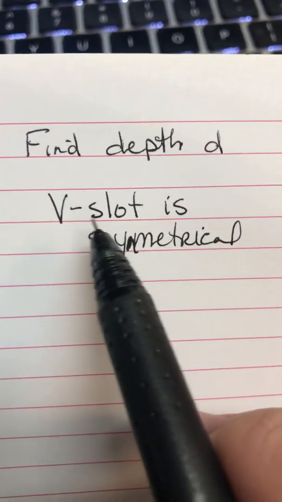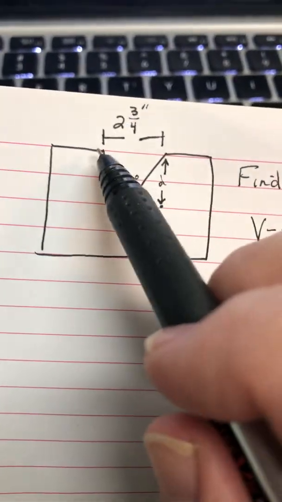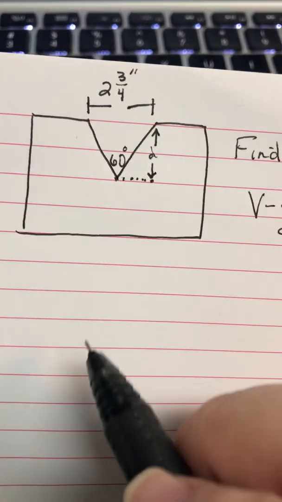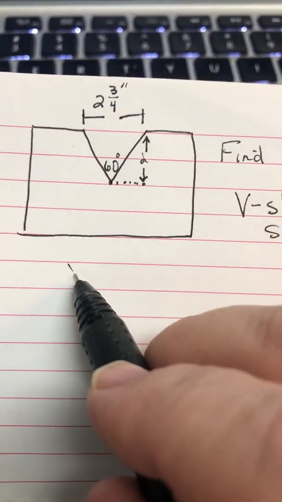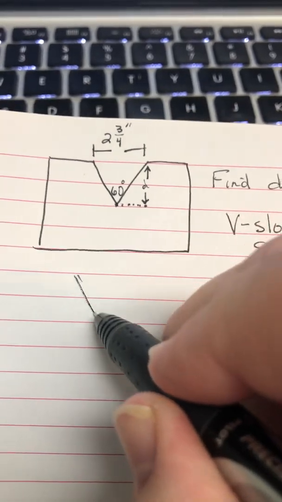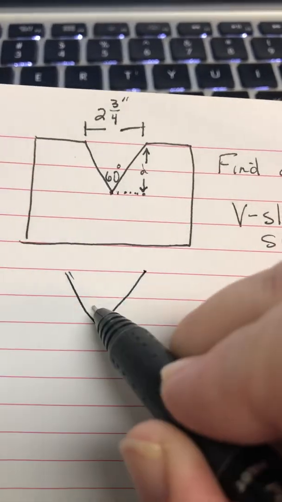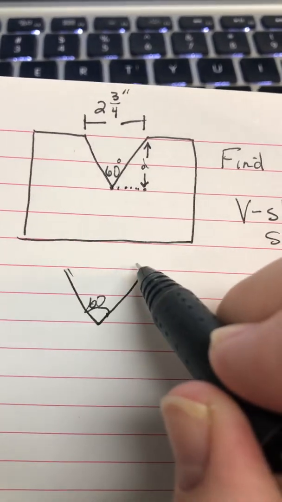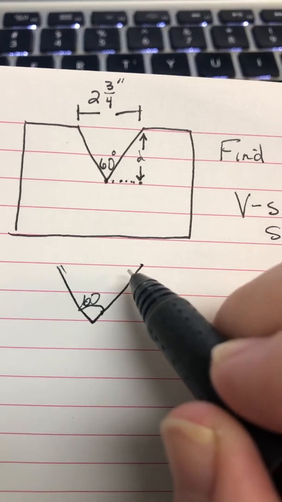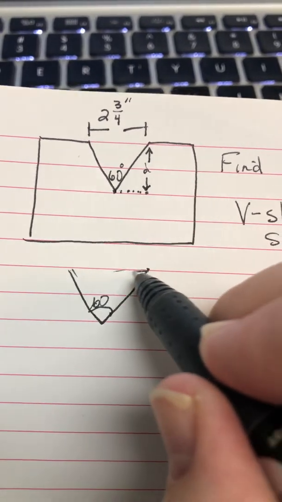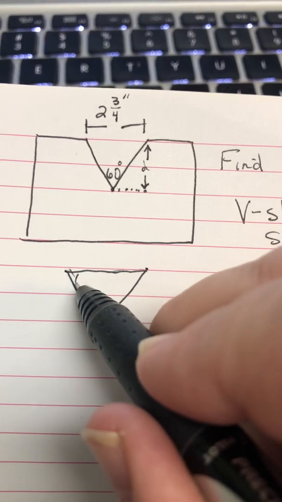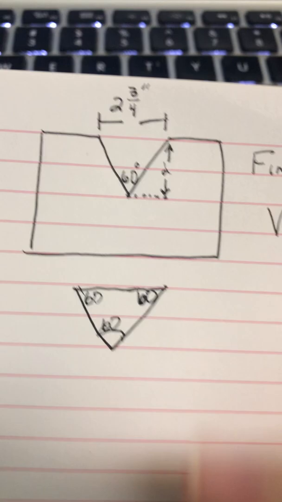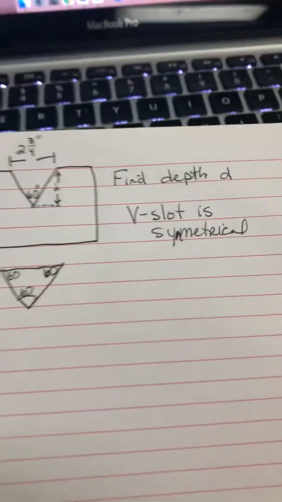What they also tell us is the V-slot is symmetrical, which means it's evenly cut on both sides. So what that V-slot is doing is it's creating like a triangle, like this. So we have our 60 here. And if this is 60, then these are going to be exactly the same degrees. So if you made a pretend triangle that goes across like this, it would also be 60 and 60. So just keep some of that in mind.